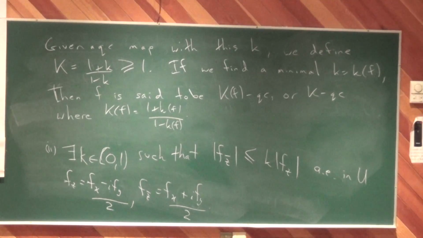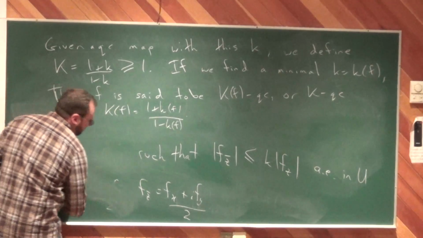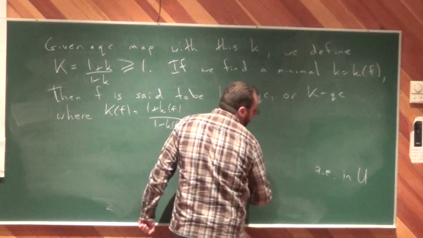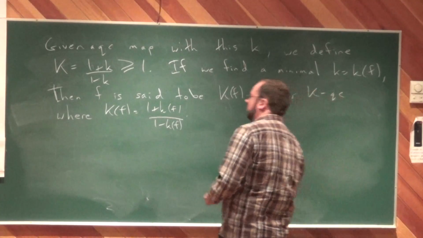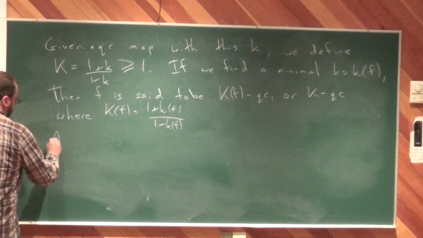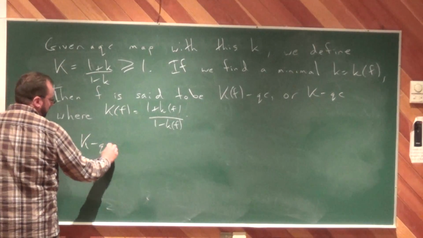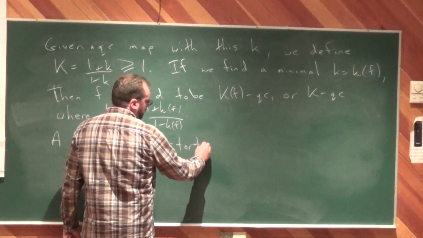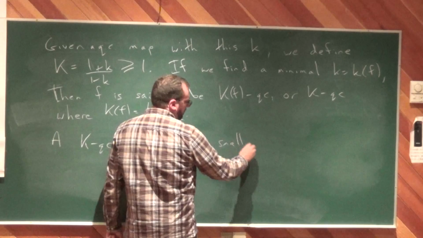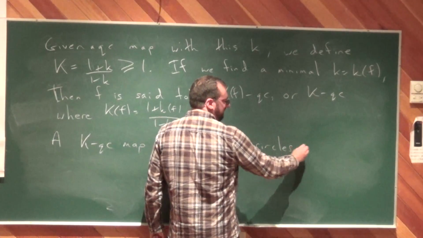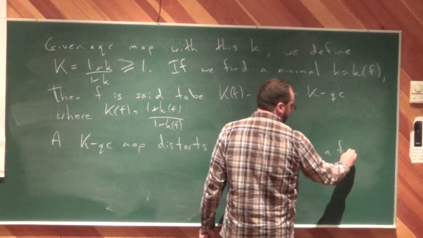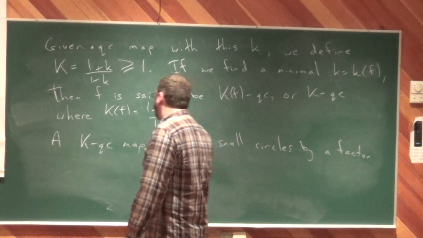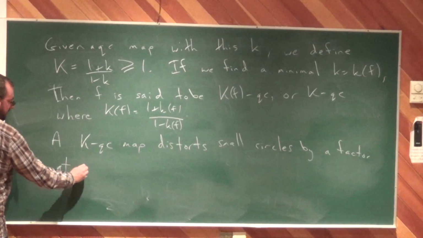So what this big K does is it allows us to go back to the picture and tell us how much distortion we have. So a K quasi-conformal map distorts small circles by a factor at most K.